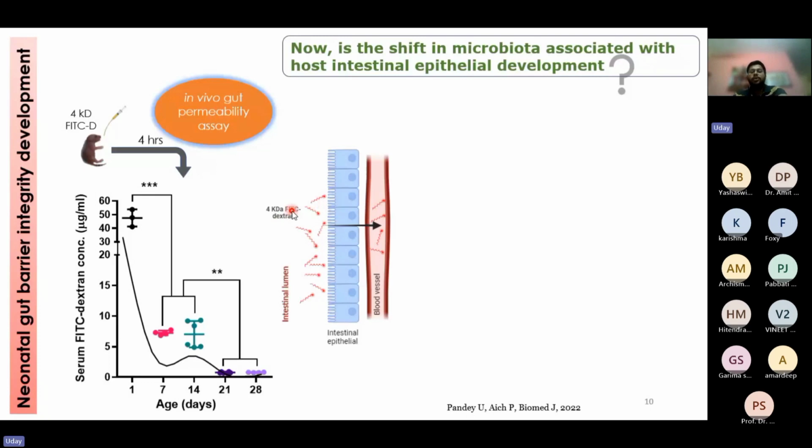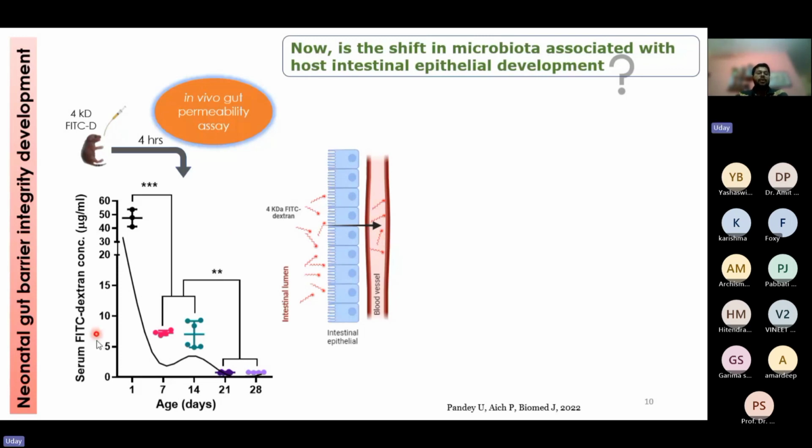When we gavage, it will be present in the luminal site, and as time passes, it will come from the luminal site to the blood vessel. These are the paracellular junctions, so it will cross the intestinal epithelium and come to the blood vessel. If our gut is more permeable, there will be more FITC-dextran in the blood vessel, or in the systemic site. That means the integrity is compromised.